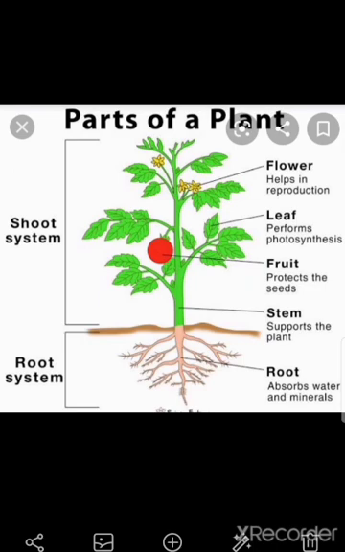Now we will discuss the root system. The function of the root is basically to absorb water and minerals. The root anchors the plant in the soil so that it does not blow away or fall over by accident. Right? The root provides a large surface area to take in water and mineral salt from the soil. So the root absorbs water and minerals, and the root anchors the plant in the soil so that it does not blow away or fall over by accident.